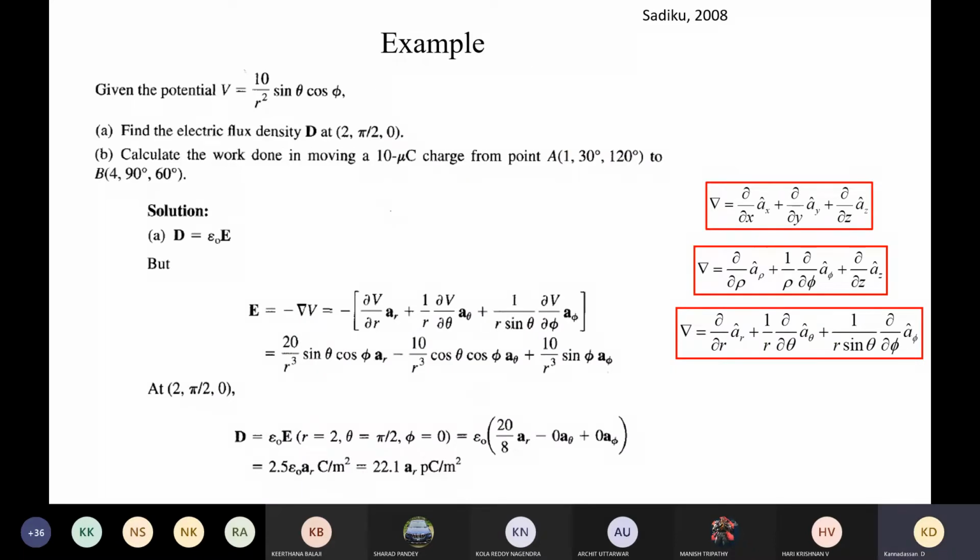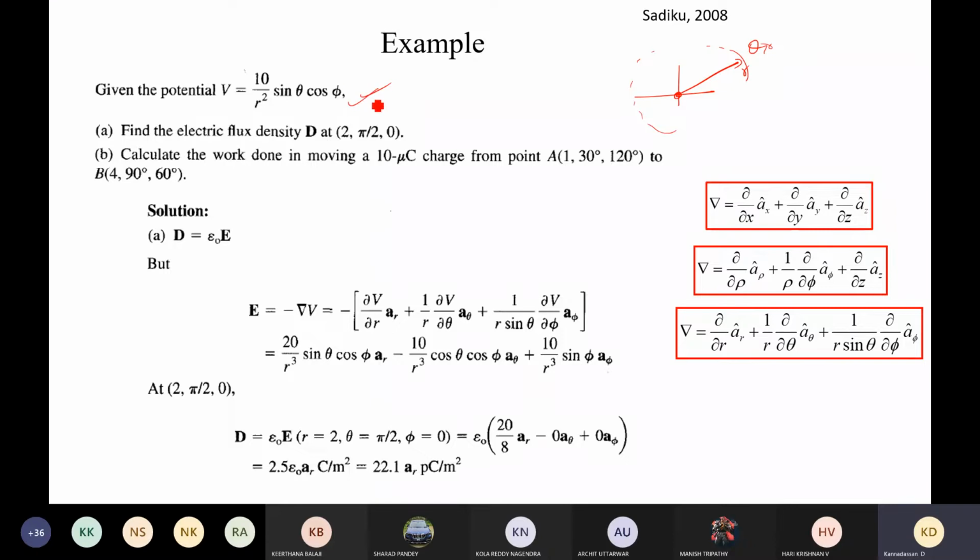There is another example. The potential gradient is given in terms of the Cartesian coordinate system. It tells us, with respect to the origin, a point at a particular distance r in the theta and phi direction, how the potential is distributed everywhere else. You need not wonder.